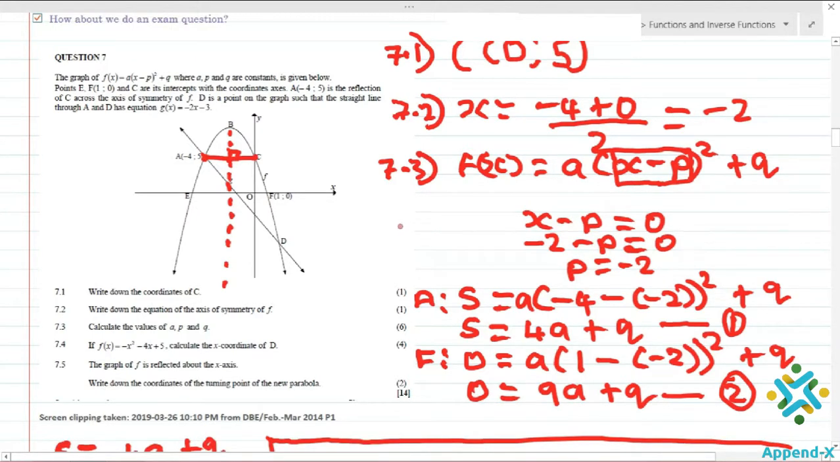Now moving on to the fourth part of the question, which is 7.4. If f of x is -x squared minus 4x plus 5, calculate the x coordinate of D, okay? Now the point D is the point where the graph of f intercepts the graph of g, okay? Now in other words, this is a point where f of x is equal to g of x, okay? Now we are required to find the x coordinate of this point.